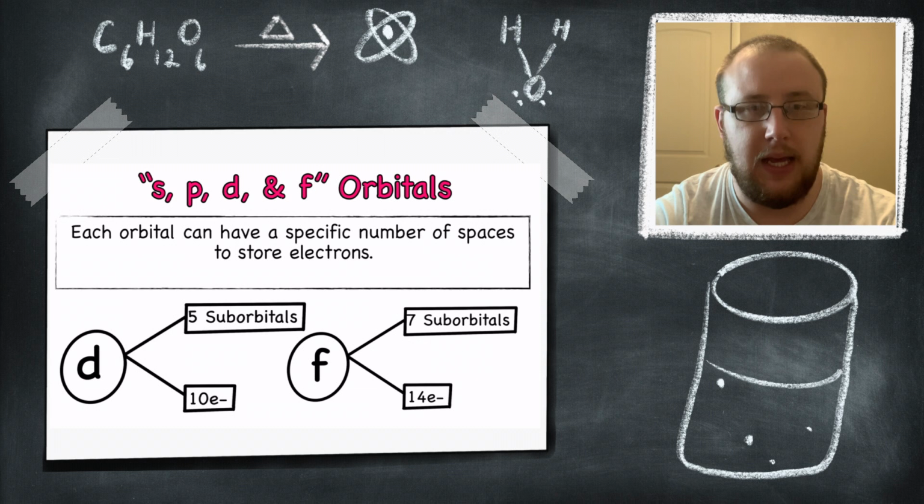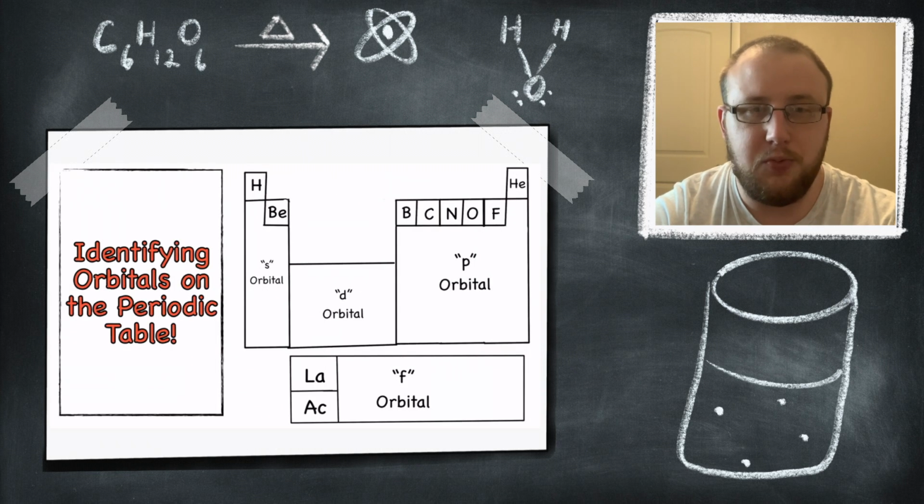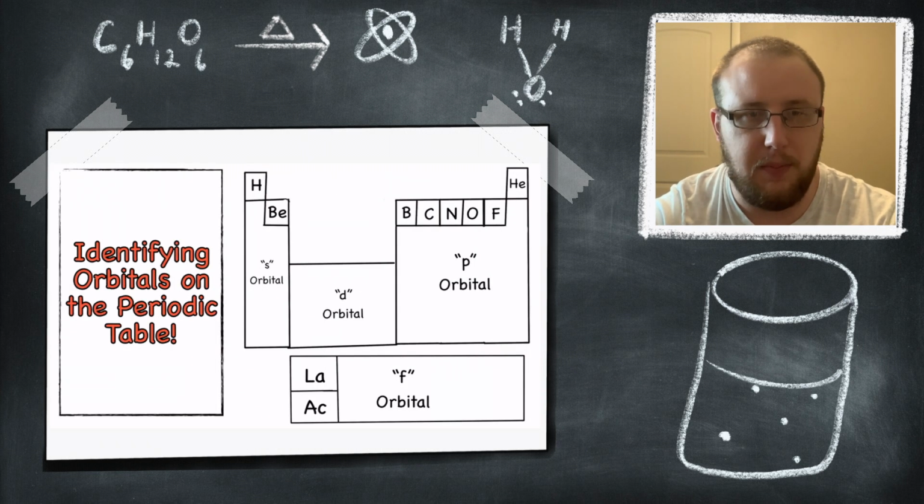Now we're at f. Your f orbital is your largest orbital. It has 7 subsections, or suborbitals. Each of those subsections can hold 2 electrons. So we have 7 subsections, 2 in each of them. That can be a total of 14 electrons. Between all those orbitals, we can account for every element on the periodic table.